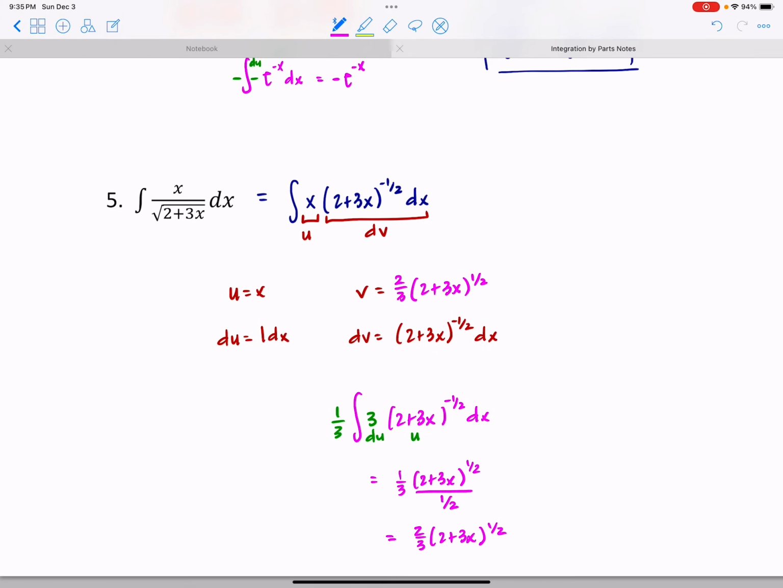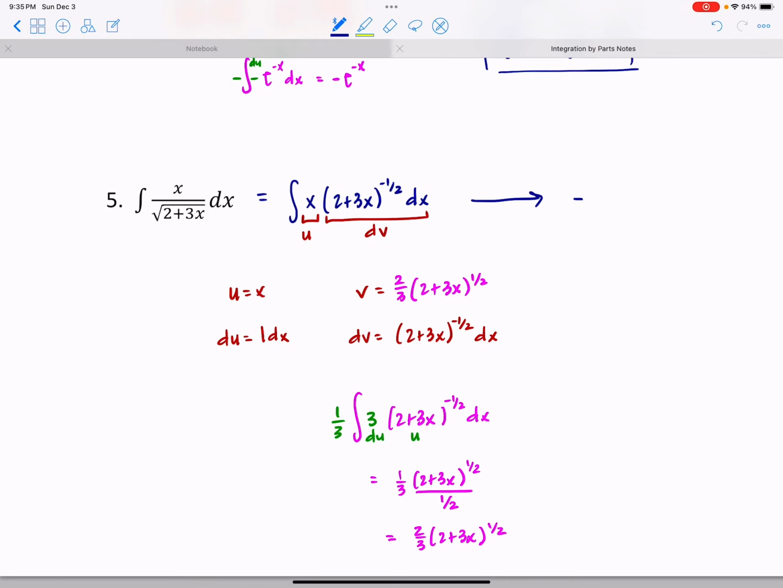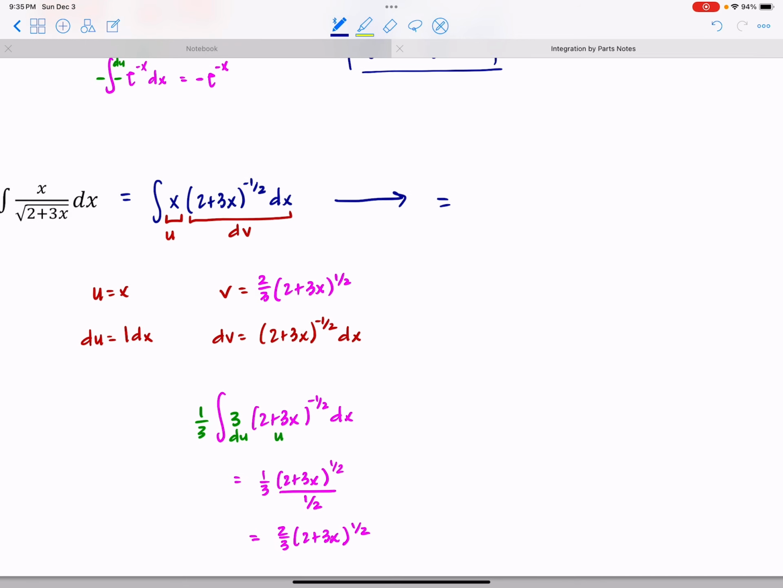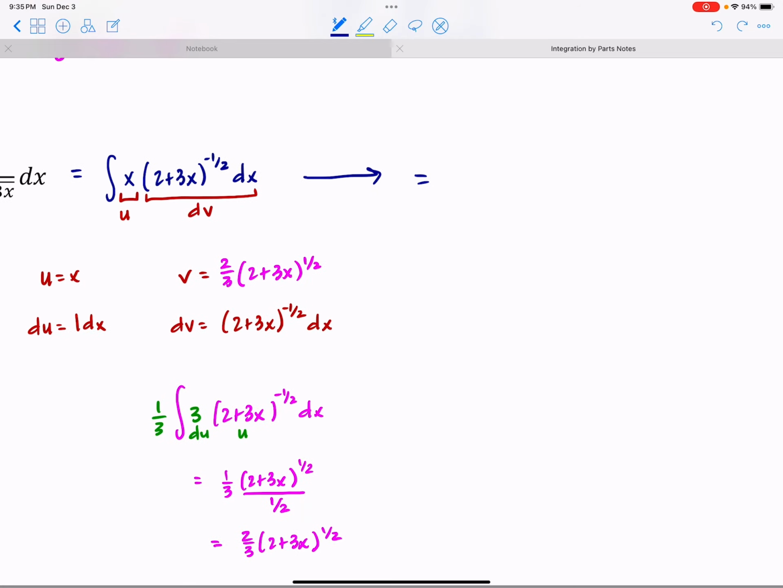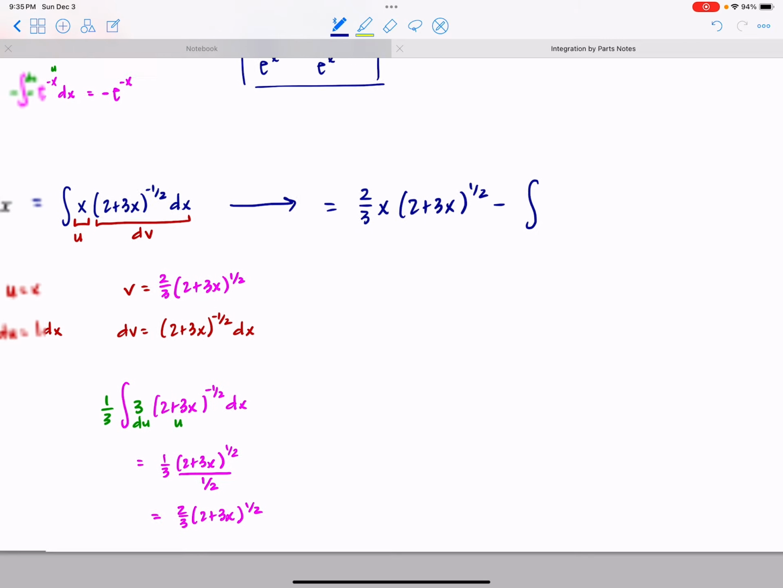Okay, so all that pre-work now just to finally apply the formula. So now we can apply our formula. This is going to be u times v. So when I multiply u times v, again, just to make this clean, I'm going to put the x right in between here, just so I don't have to write parentheses and do a million steps more than I already am doing. So 2/3 times x, and then my 2 plus 3x to the 1/2 power. From that, I'm going to subtract the integral of v times du.